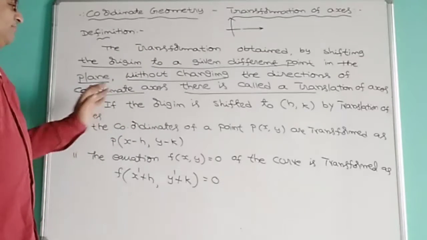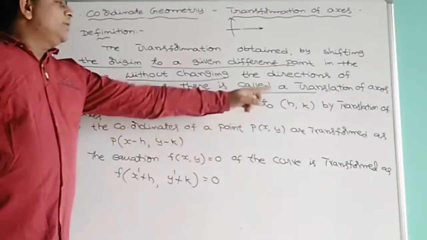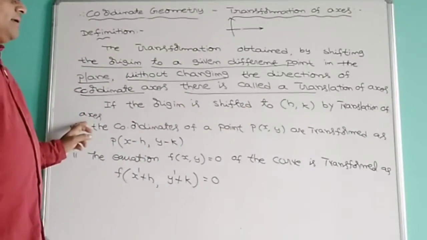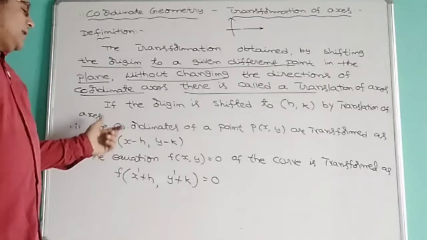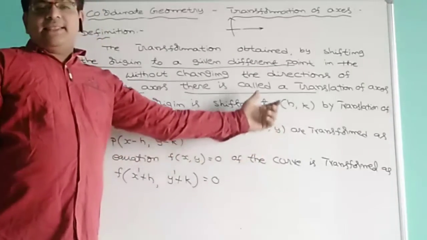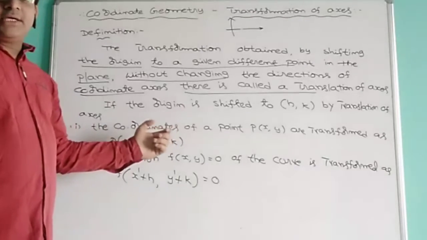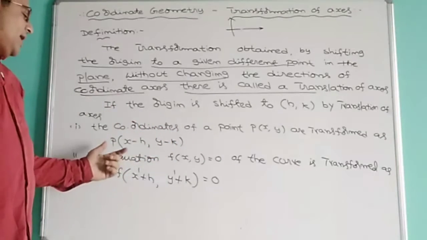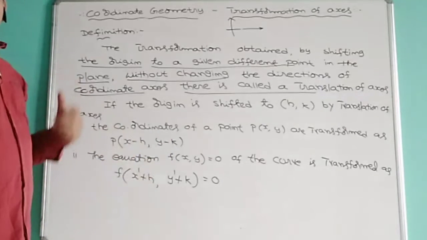Previously I explained the proof as it is. If the origin is shifted to h comma k by translation of axes, then the original point P(x, y) becomes, with the origin shifted to h comma k, the new point P(x minus h, y minus k).